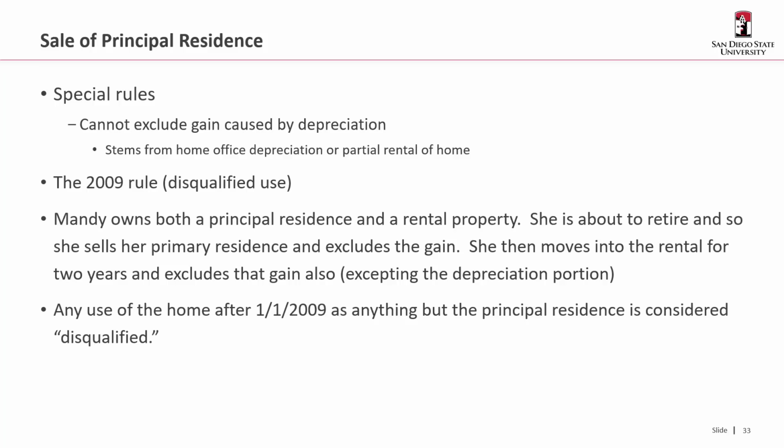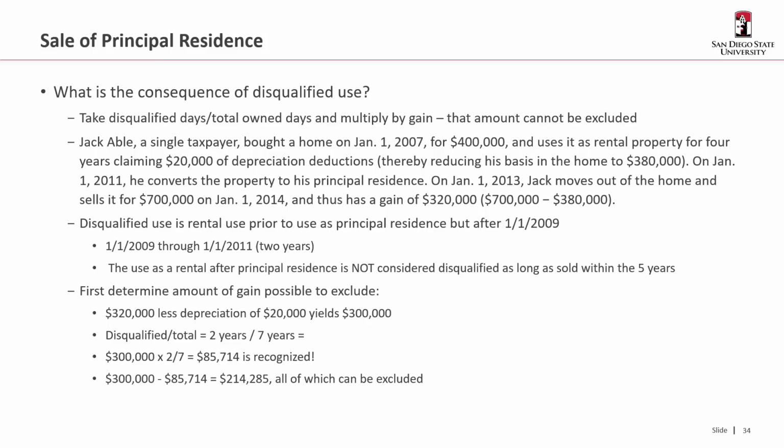So in 2009, the Congress changed the rules and said that any use of the home after January 1st of 2009 as anything but the principal residence is considered disqualified use. And if it's disqualified use, then that portion of the use is not eligible for the exclusion of the gain. Okay. So what you need to do is you take the number of disqualified days over the total number of owned days, and you multiply that by the gain. That amount is not eligible for exclusion. So really the only way to do this is through example.